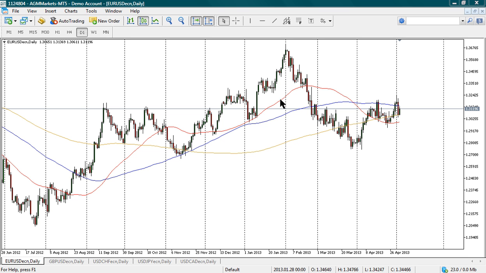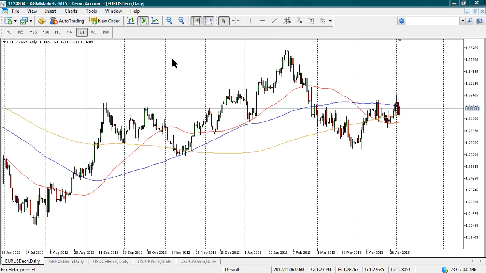Okay, let's have a look at the euro dollar. So this is the daily chart. Based on each of these charts, we'll start on the daily and then work our way downwards into the 4 hour and maybe even 1 hour, but mainly the daily and 4 hour. We'll take a sort of top-down approach.